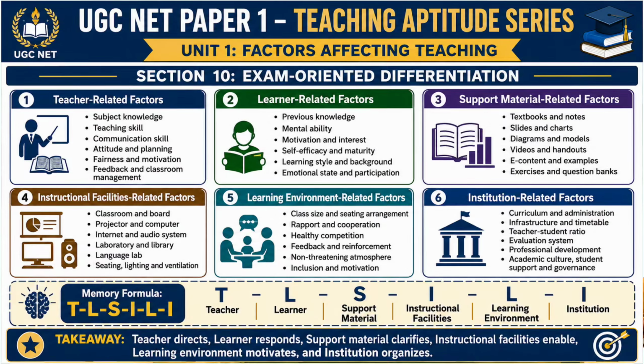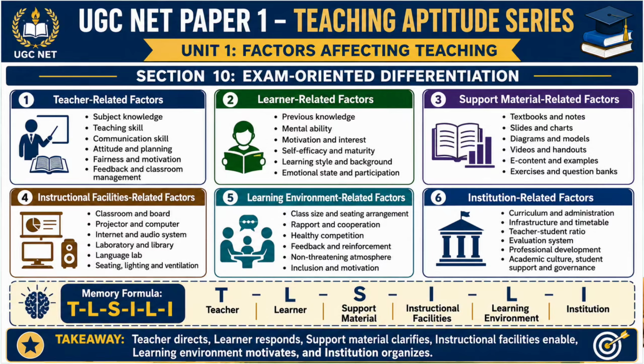Section 10. Exam-oriented differentiation. Now let us make a clear exam-oriented distinction. Teacher-related factors include subject knowledge, teaching skill, communication skill, attitude, planning, fairness, motivation, feedback, classroom management, and use of methods. Learner-related factors include previous knowledge, mental ability, motivation, interest, attitude, self-efficacy, maturity, learning style, socio-economic background, emotional state, and participation.